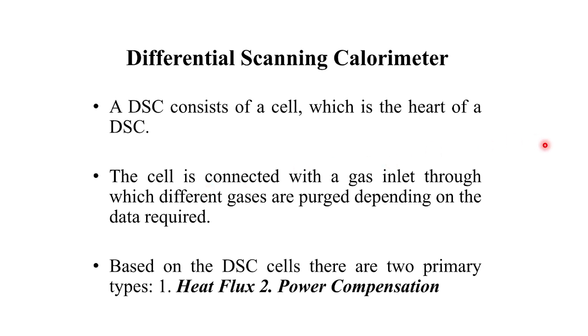Now a DSC consists of different elements. First of all, a cell, that is the heart of a DSC, is there. The cell is connected with a gas inlet through which different gases pass. So you may study DSC in inert atmosphere, open atmosphere, or oxidative atmosphere by purging different gases. Based on your requirement, you can do the study in different environments. And there are two primary types: heat flux and power compensation.